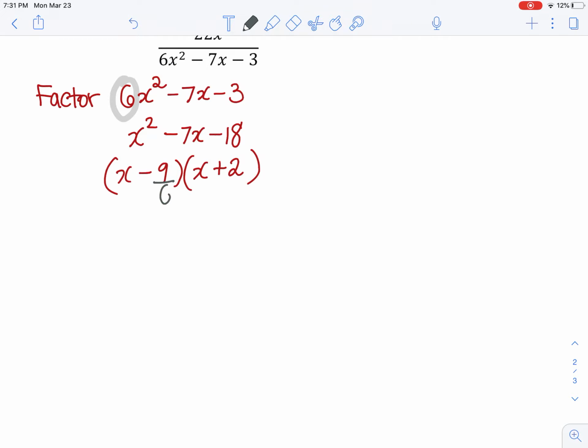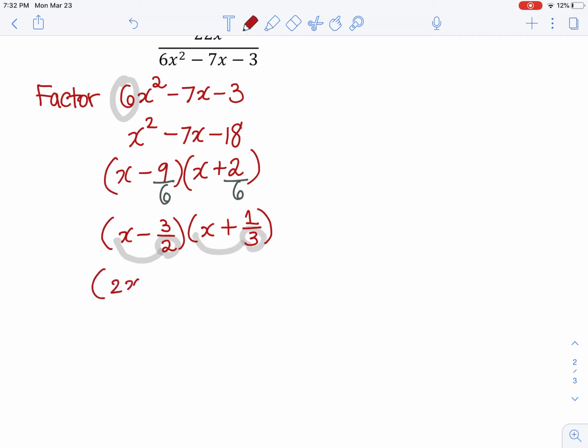So now we have to divide both of these numbers by 6. I'm going to simplify this fraction first. That will be x minus 3/2, right? Times x plus 1/3. After I do that, I'm going to have to bring these denominators in front of these x's. That will be 2x minus 3 times 3x plus 1.